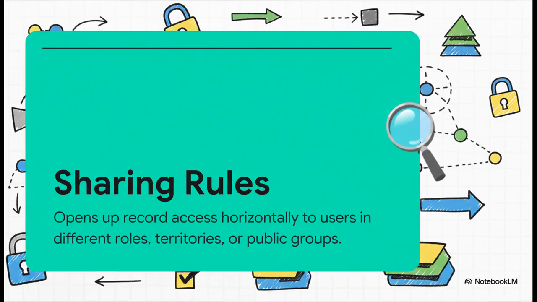This is how you share across different teams. Let's say you need your senior engineers in Europe to see all the high-priority cases owned by the US support team. A sharing rule is the perfect declarative way to make that happen.